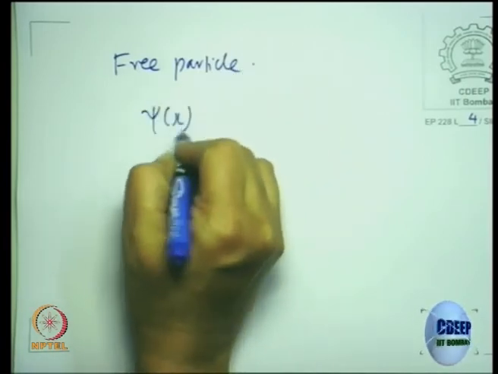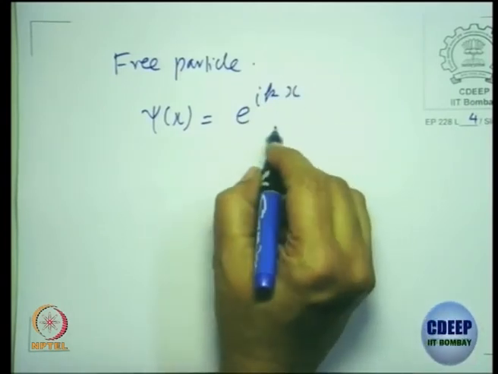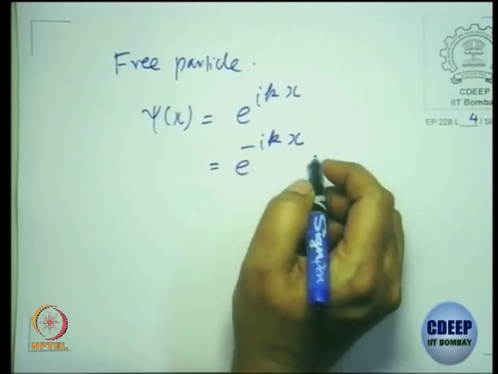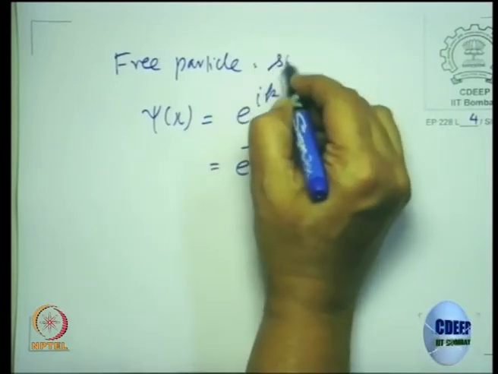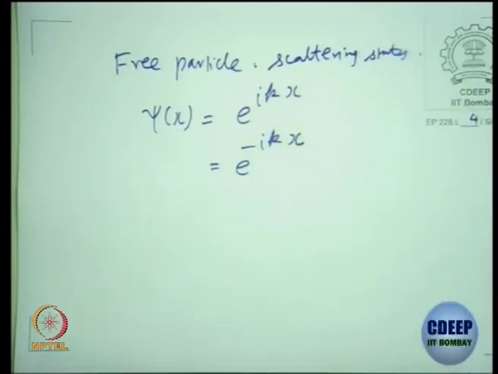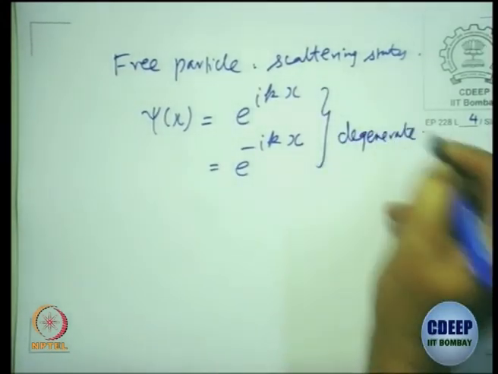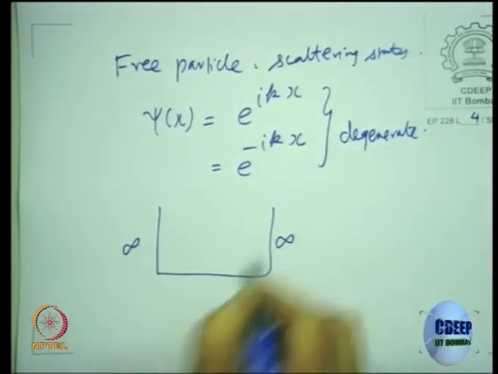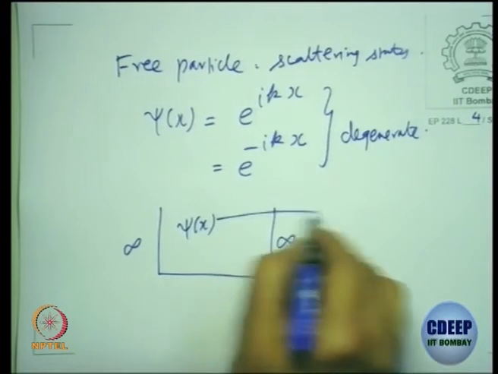Someone? Yes, free particle. The solution psi of x could be e to the ikx, and it can also be e to the minus ikx. They could be degenerate. These are scattering states, right? You all agree? Scattering states can be degenerate. But once I put them bound inside the wall, then it becomes a bound solution which is non-degenerate.